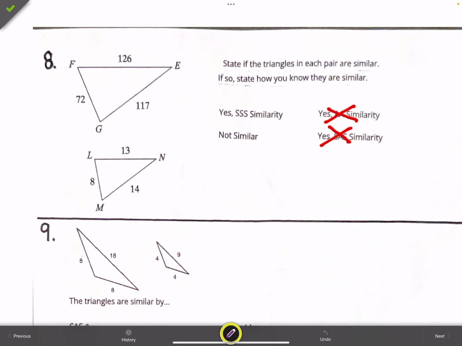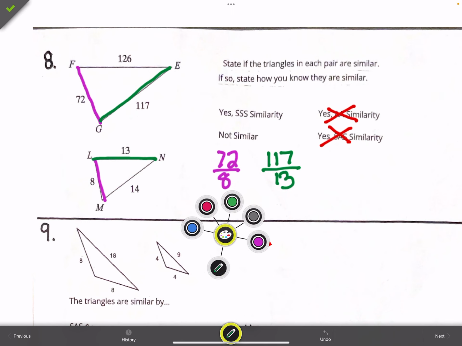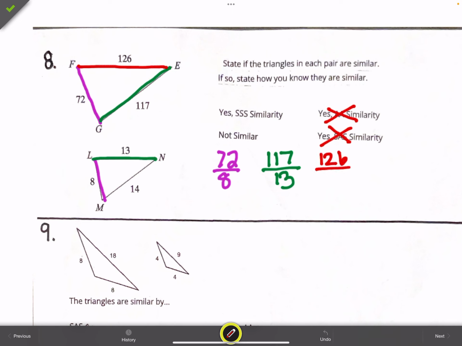Again, start with your shortest side. So my shortest side in triangle FGE, 72. What's my shortest side in the smaller triangle? That would be 8. Then I go medium. So the medium side in the big triangle, 117, this right here. What's my medium side in the smaller triangle? 13. Good. And then large. My largest side is 126 in the big triangle. What does that correspond with in the little triangle? 14.